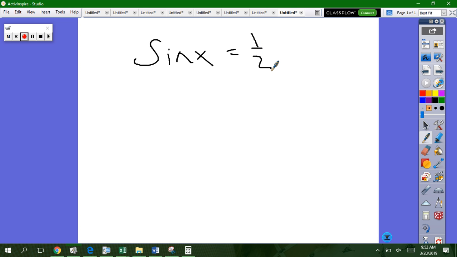What's the answer? Sine of x equals a half. Do we want them in degrees? Not necessarily, because we're not in a triangle, so therefore we want radians. Where does sine equal a half? Pi over 6. That is a great answer.